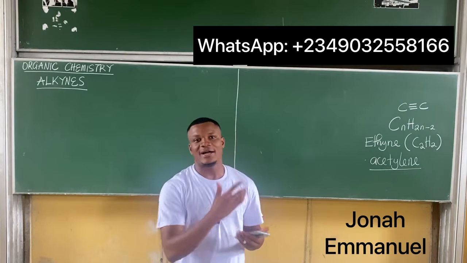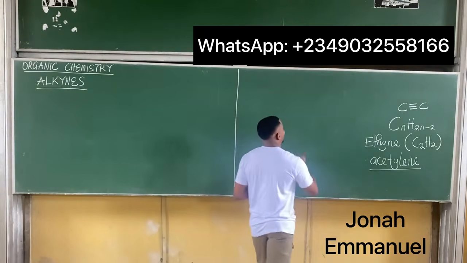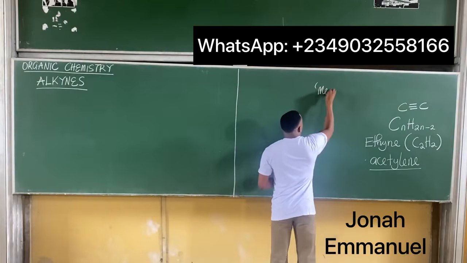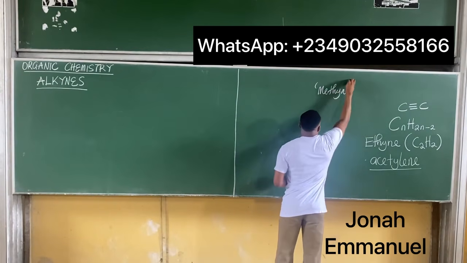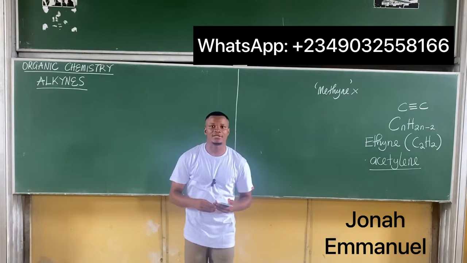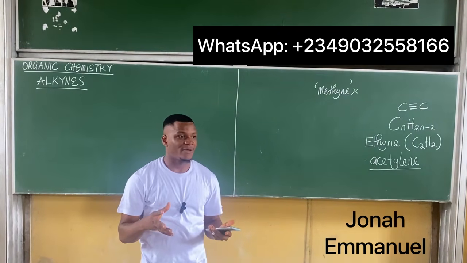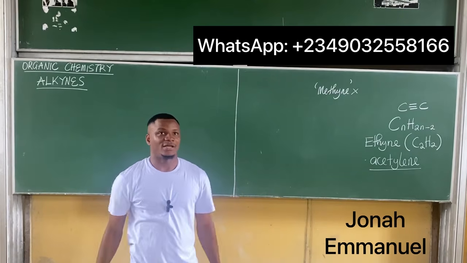In other words, if you look at the system of naming compounds, it's usually met, et, prop. We are saying for the alkynes, there is no met for alkyne. In other words, in quotes, methyne does not exist. So the first member there is ethyne. Do you all know why?